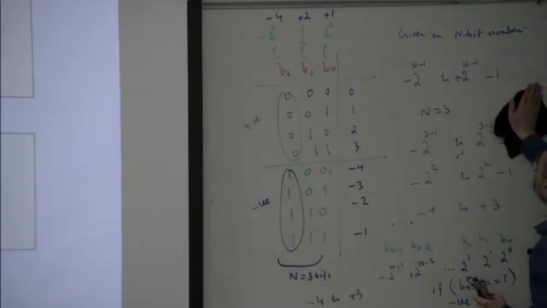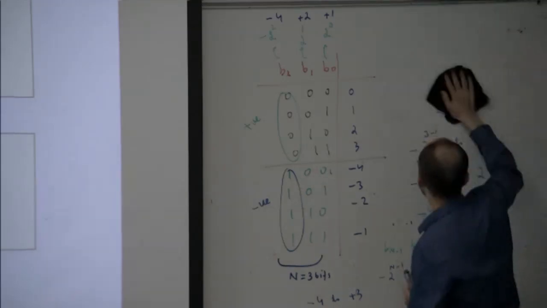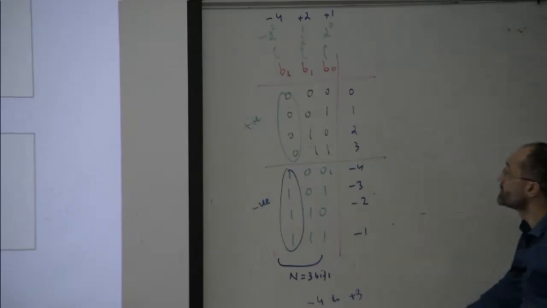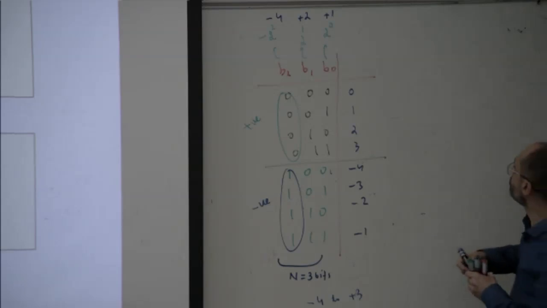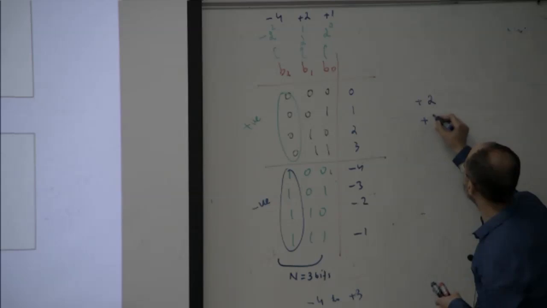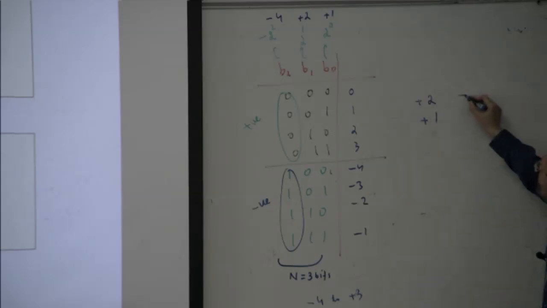Okay, should I rub this out? Now we do some examples, some classical examples. Let's assume we are adding two numbers. What are we adding? We are adding +2 and +1. What is the code for 2?